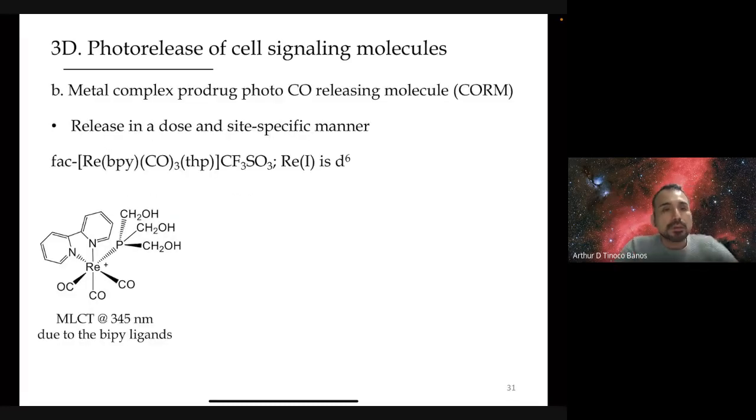All right. But let's look at an example of a more controlled metal complex that serves as a prodrug, this photo CO-releasing molecule, CORM. This has a capacity of release in a dose and site-specific manner. All right, so let's look at this compound. It's this compound here, Re, oxidation state of 1, which is a d6 electron configuration.